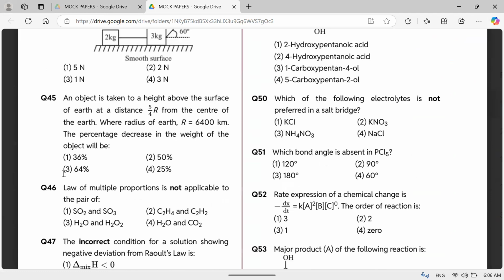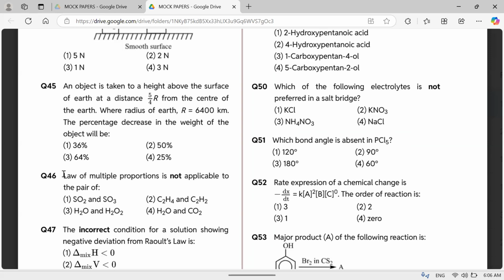An object is taken to a height above the surface of the earth at a distance of 5 by 4 R from the center of earth. The radius of the earth is 6,400 kilometers. The percentage decrease in the weight of the object will be equal to how much? You know that whenever an object is taken above at a certain height, G at a certain height will be equal to G into M divided by R plus H whole square. So G at a certain height will be equal to G into R square divided by R plus H whole square.